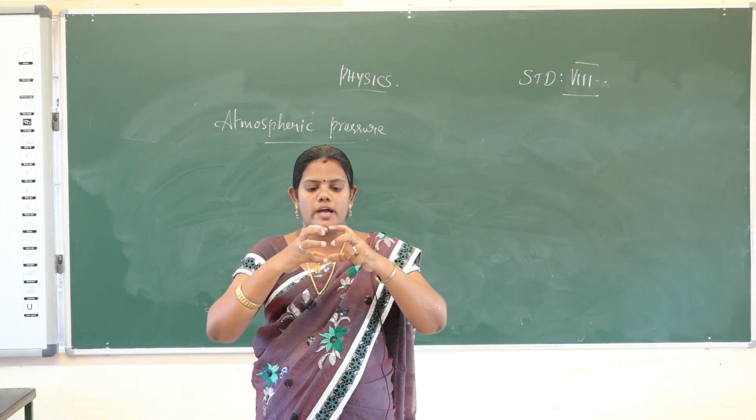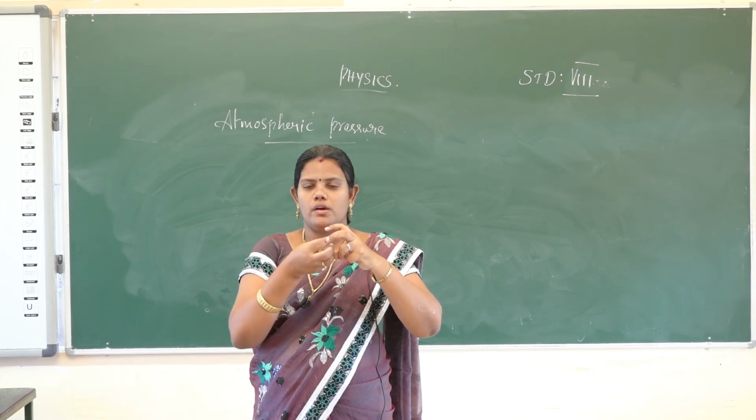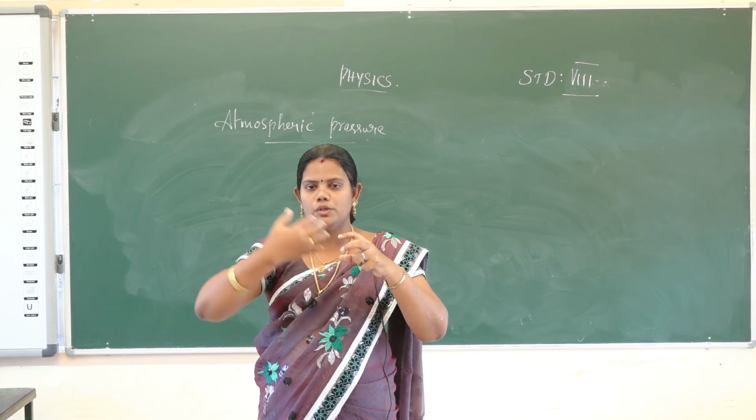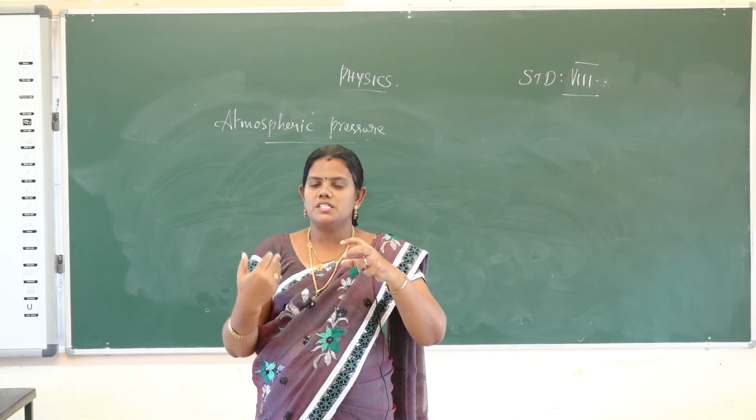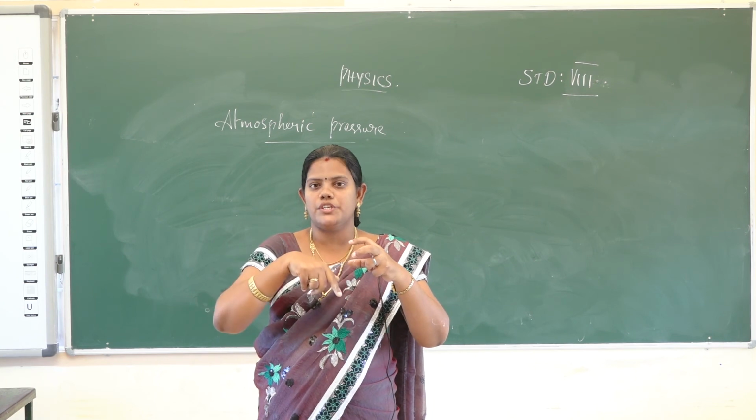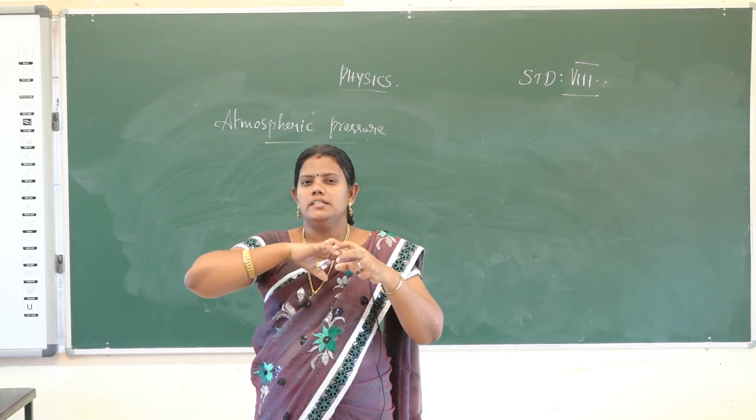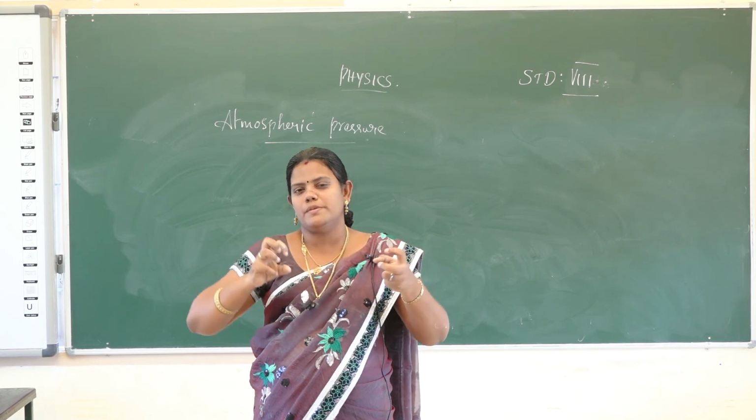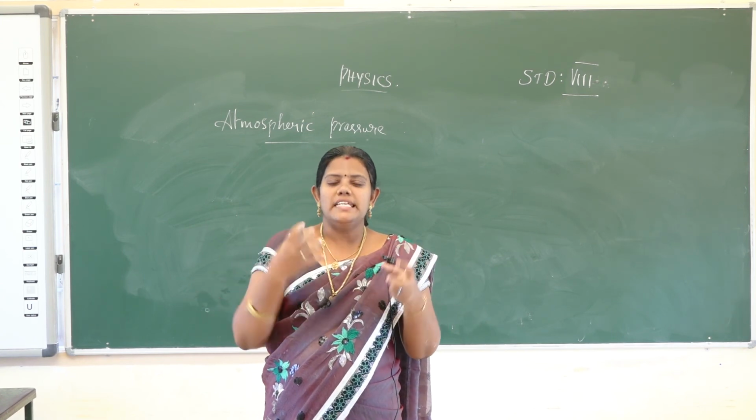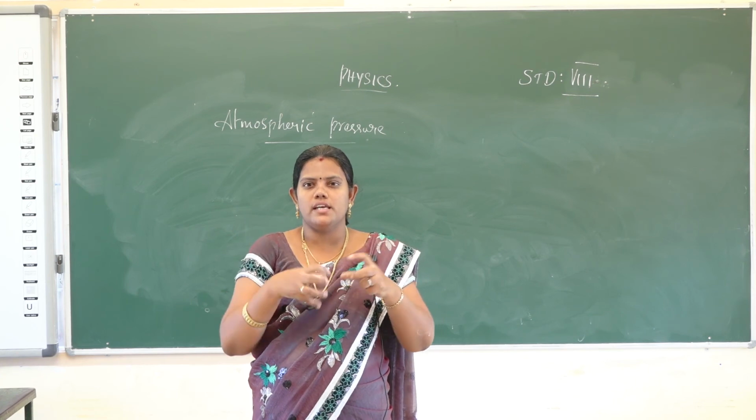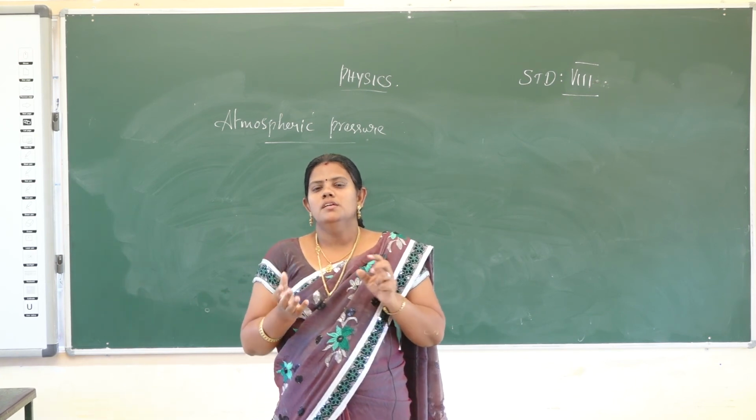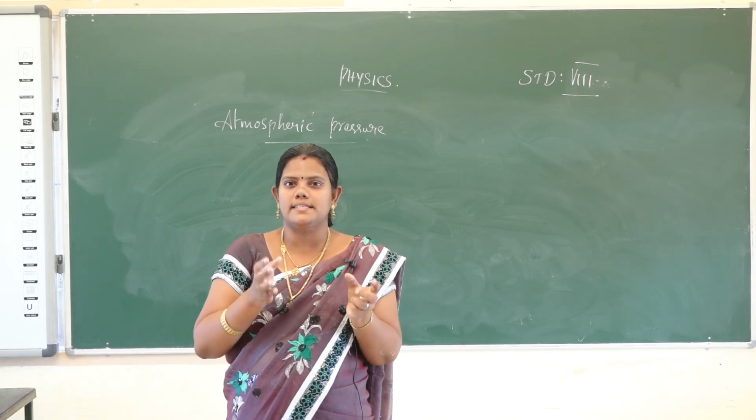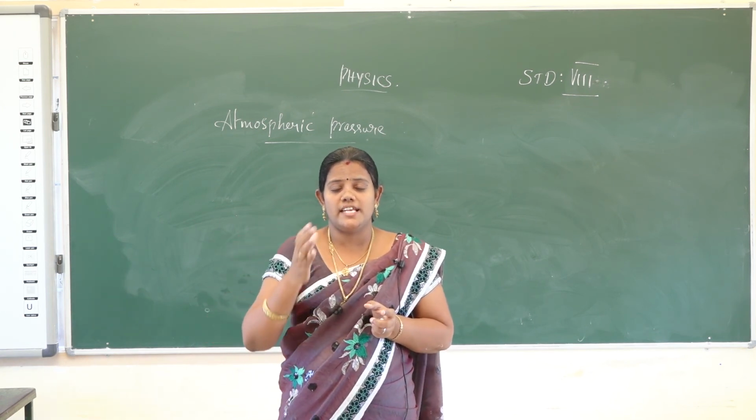The hemispheres are joined like this, and we pump out the air inside. So the pressure inside is low compared to the atmospheric pressure. So atmospheric pressure is greater than the inside pressure, and it is not easy to separate the two hemispheres. That experiment clearly explains how the atmosphere exerts pressure.